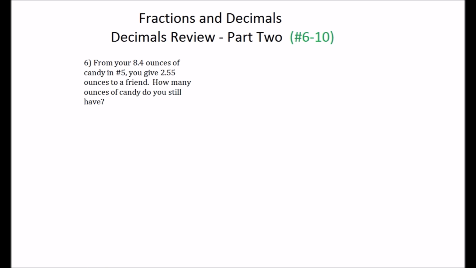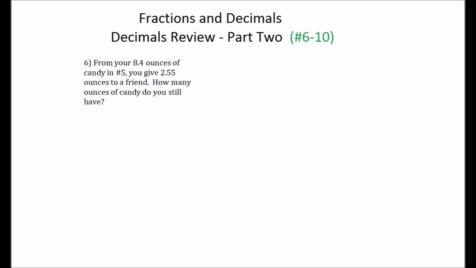So here we go with the decimals review, part 2, the word problems. We're going to do numbers 6 through 10 in this video. Starting off with problem number 6, which says, from your 8.4 ounces of candy in number 5, you give 2.55 ounces to a friend. How many ounces of candy do you still have?